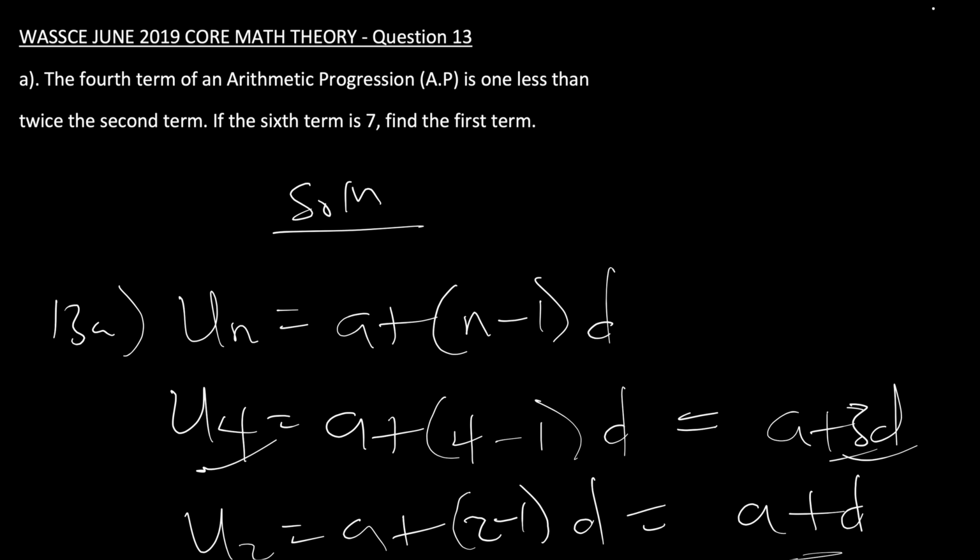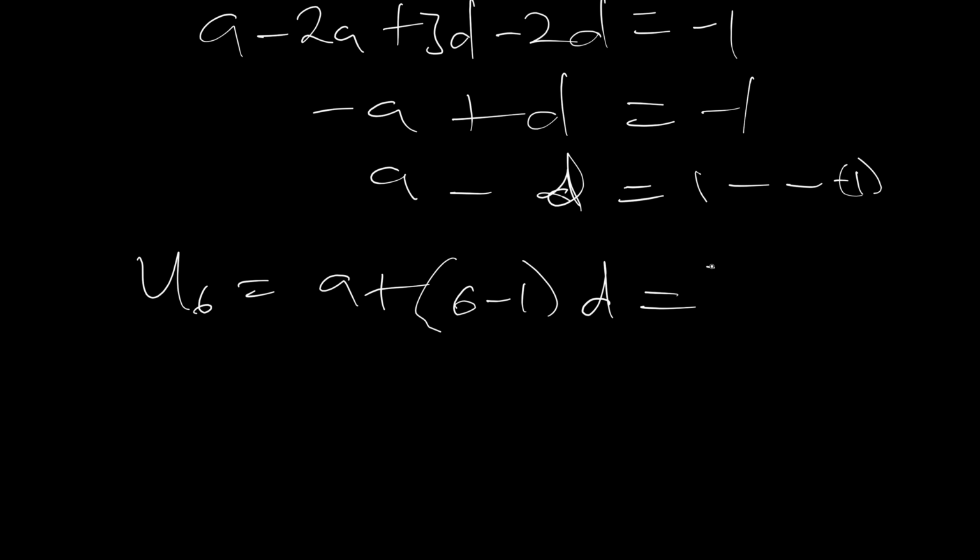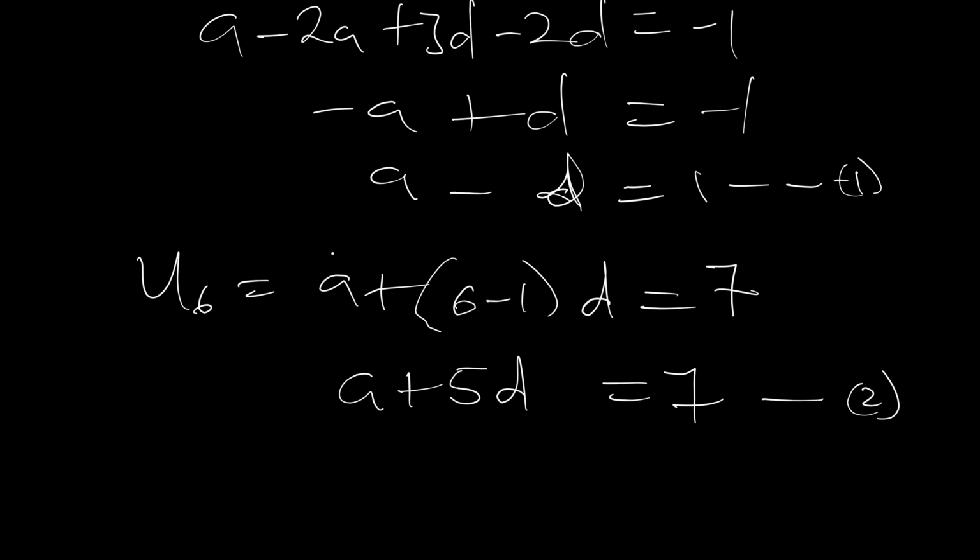Now we are told that the sixth term is 7. So u6 is a + (6 - 1)d, and it's equal to 7. So we can say that a + 5d is equal to 7. So this would be our equation 2. So now we have two simultaneous equations. Now to find a and d, we use the method of elimination.